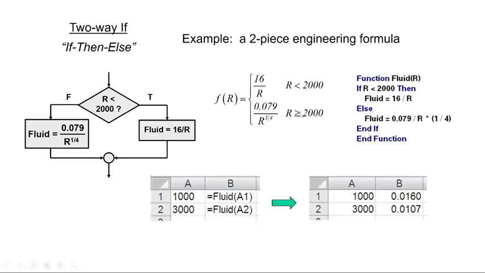And then we could just use this in Excel. We could just type in fluid because it's a function, on the different Reynolds numbers, and we would get the output of the function, which is the friction factor.